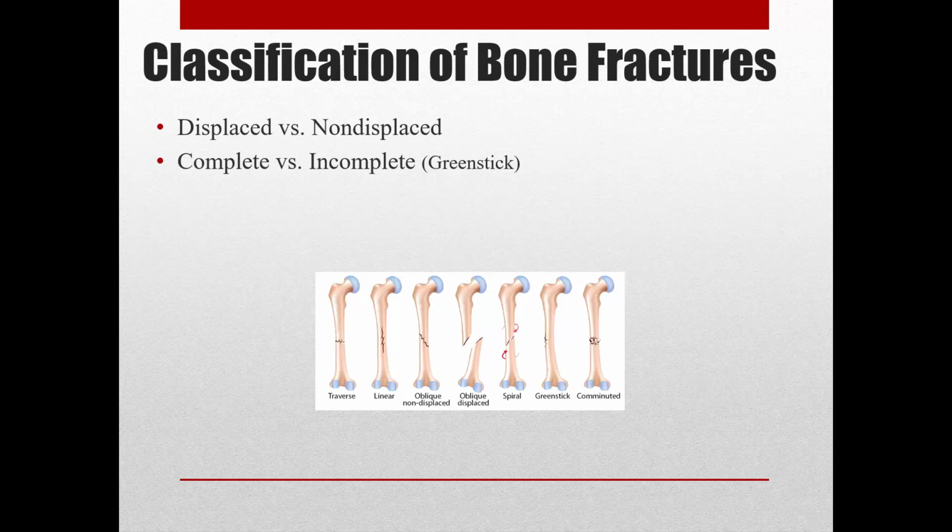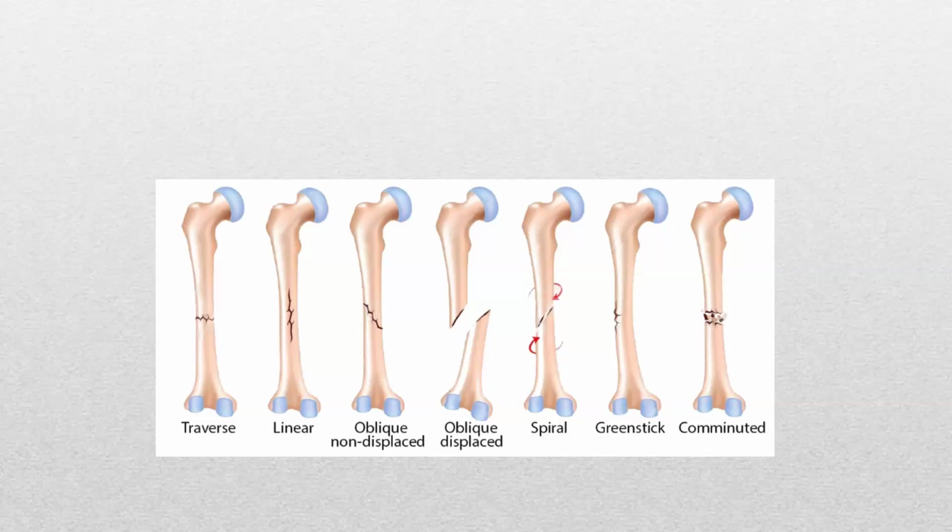So we can have lots of versions of incomplete fractures. You can see some of them here, right? Lots of versions can be incomplete, where they're still connected. But if it's ever fully separated, it's called complete.